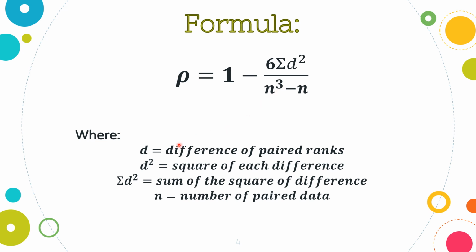Wherein, our d is the difference of paired ranks. Our d squared is the square of each difference. Our summation of d squared is the sum of the squares of the differences. And our n is the number of paired data. So that is the formula. Now let's apply this formula to an example.